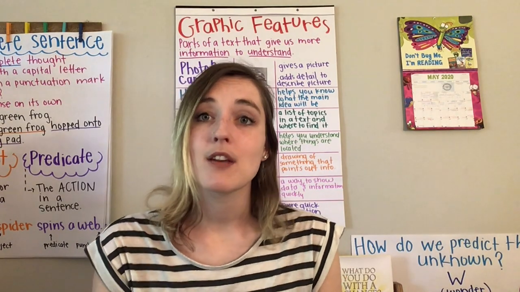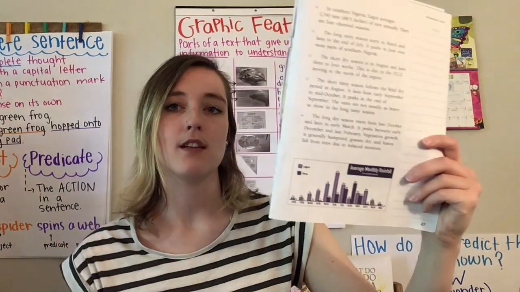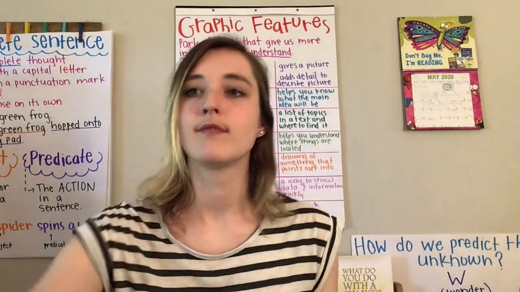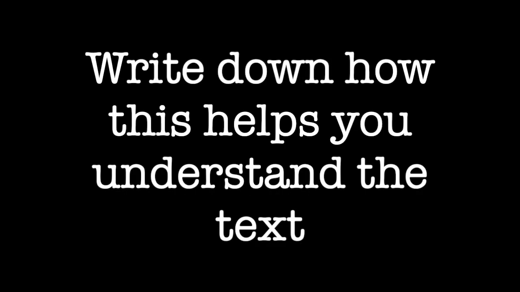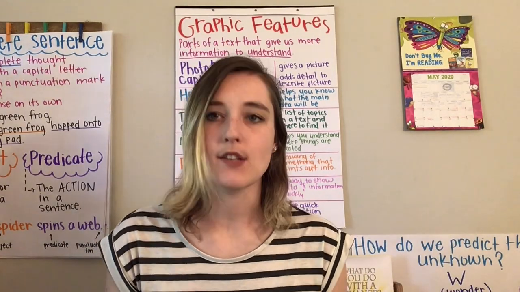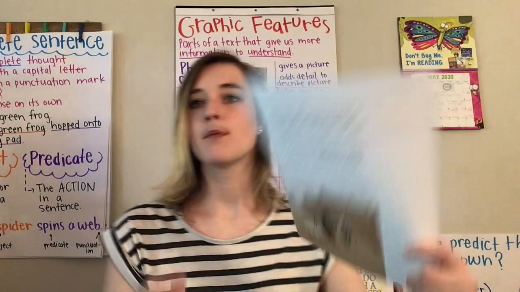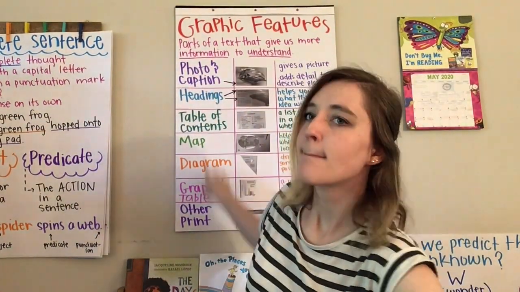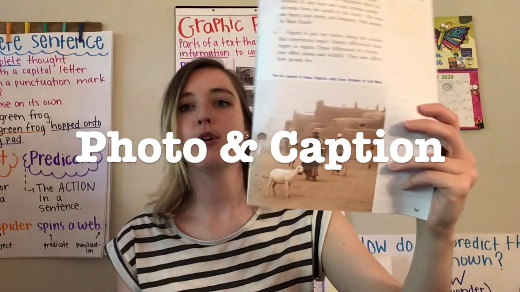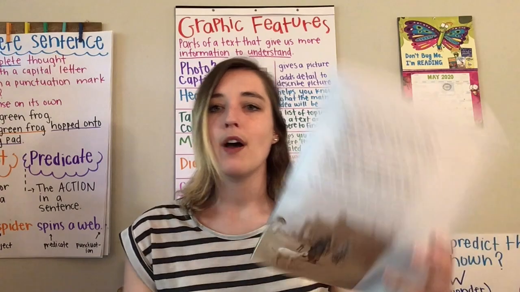Okay, and then how does this help me understand the text? So you need to go write down how looking at this graph helps you understand the text. Go write that down. Okay, and the very last one is on page 29, and it says long dry season. So the graphic feature that is here is this and this. Photo and caption, right? It's a photo and caption, so write that down on type of graphic feature.